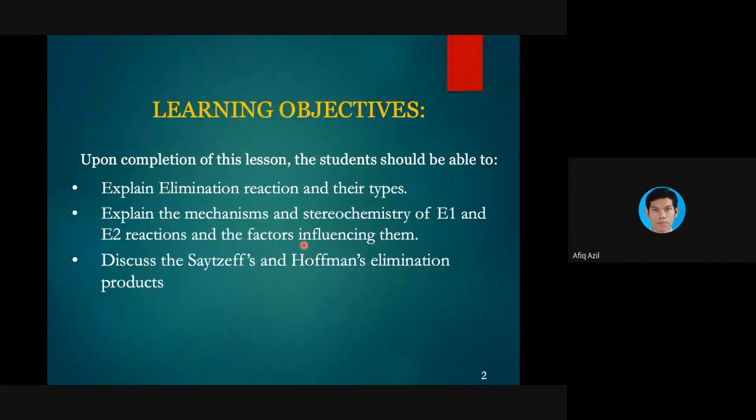Then, before that, what kind of factors influence them, meaning the type of nucleophile or base used, and the stereochemistry of the starting material itself, or the substrate, will influence whether it follows the E1 or E2 mechanism. And lastly, we are going to discuss the Zaitsev and Hofmann elimination products. Basically, the product obtained at the end of the elimination reaction is normally an alkene, but there will be two types of alkene formed. One is called the Zaitsev product, and the other is known as the Hofmann product.